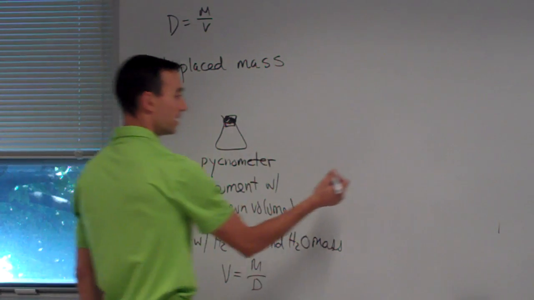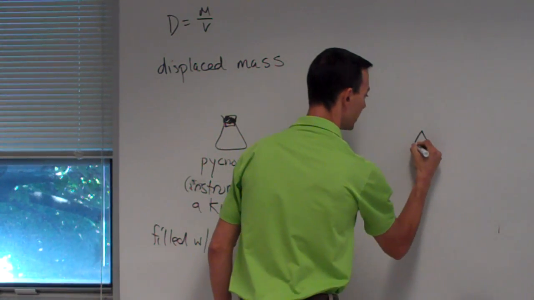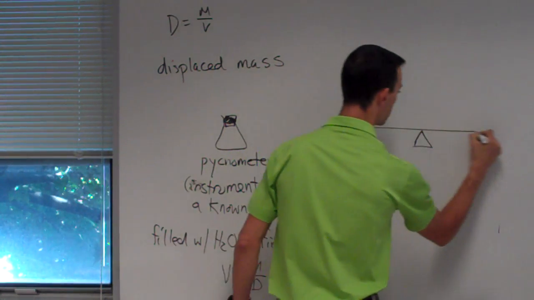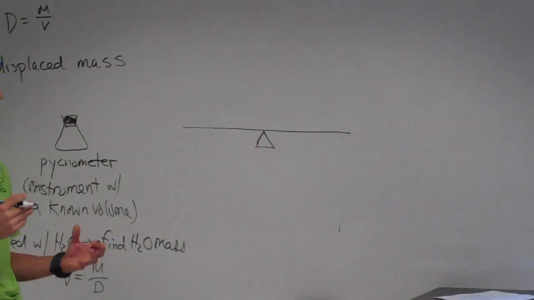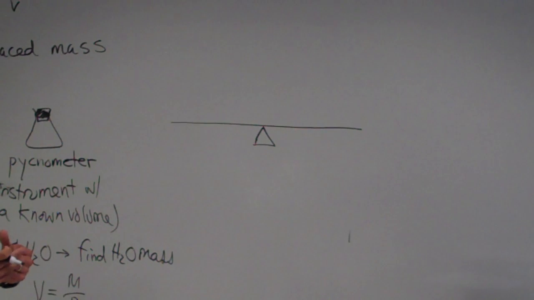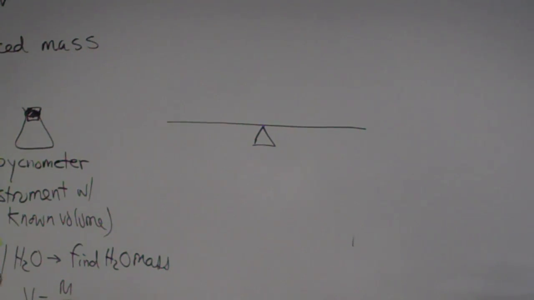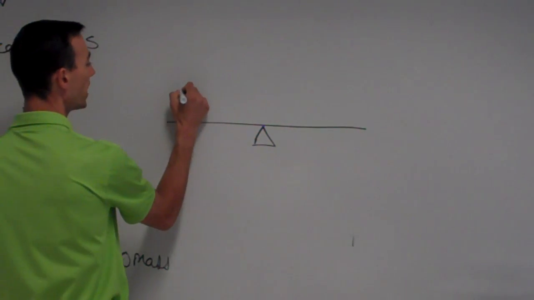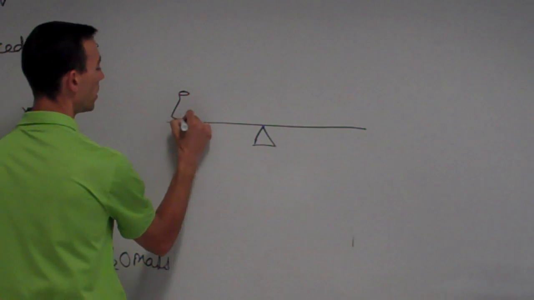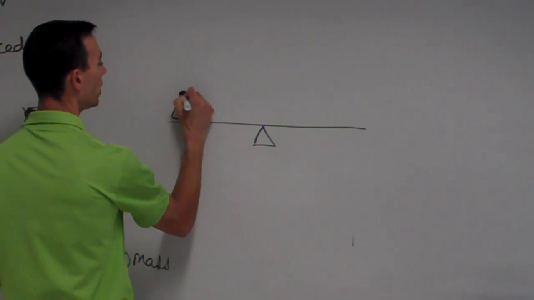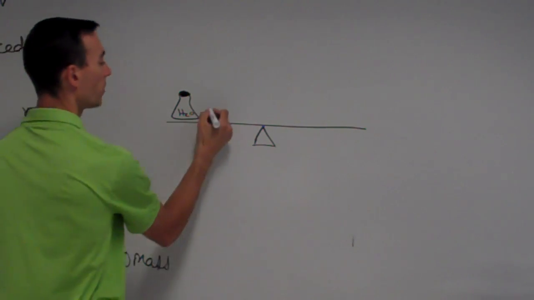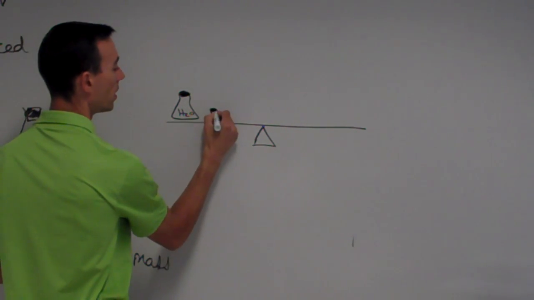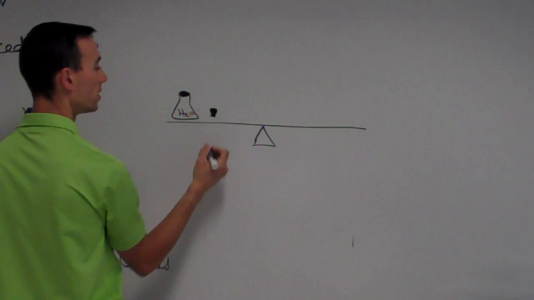Now, let me draw a picture that is in your laboratory manual and explain it. It looks like a seesaw, but it's a very simple demonstration of what we're doing in the lab. So imagine we have our pycnometer filled with water, and we have a rubber stopper.